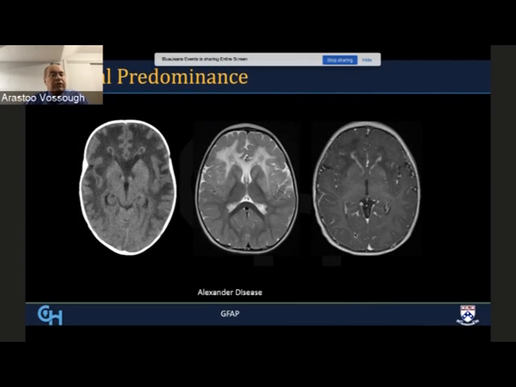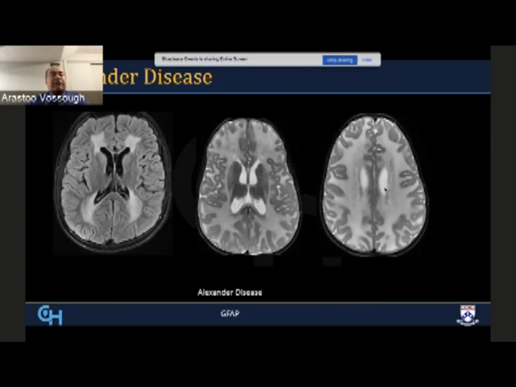This is another one that Adeline showed, frontal predominance in Alexander's disease. This is a younger patient, the so-called type 1 or neonatal or infantile form. We see the caps along the frontal horns. We see the signal abnormalities in the basal ganglia, and we see the areas of enhancement and the changes around the ventricles.